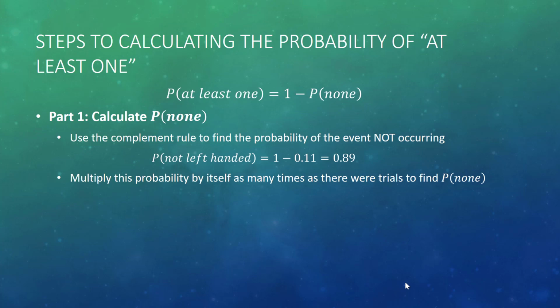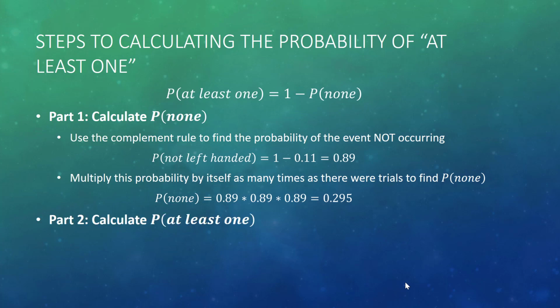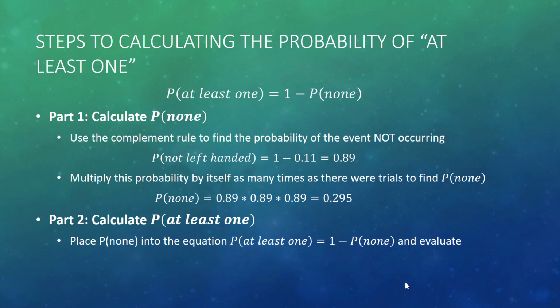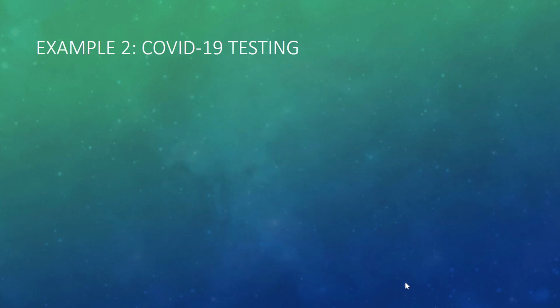Then we multiply this probability by itself as many times as there were trials. In the previous example, we were picking 3 people, so we had 3 trials. That meant that we multiplied 0.89 by itself 3 times. Once we calculated the probability of none, we couldn't stop there. We had to continue to find the probability of at least one. And again, we did that by putting the probability of none into the equation. So 1 minus 0.295 is 0.705, or about 70.5%.